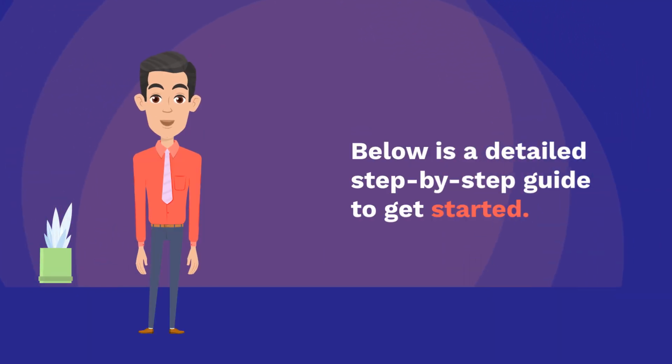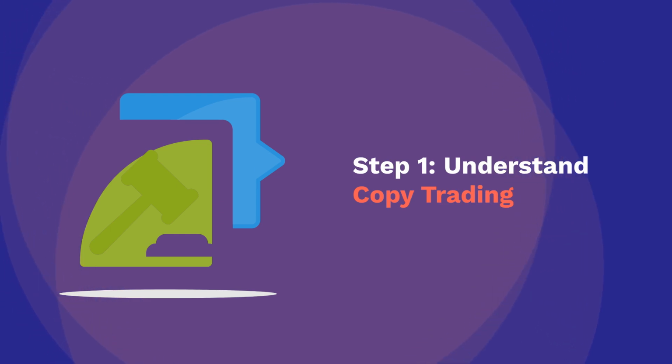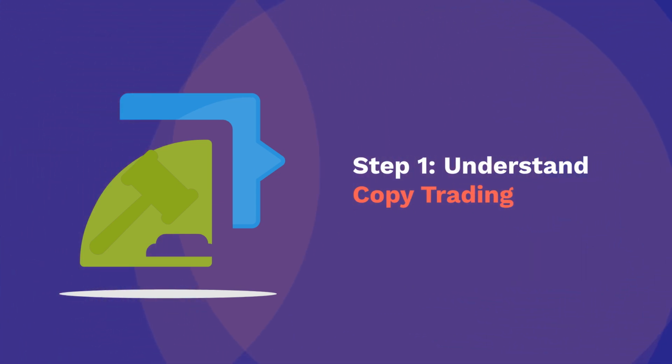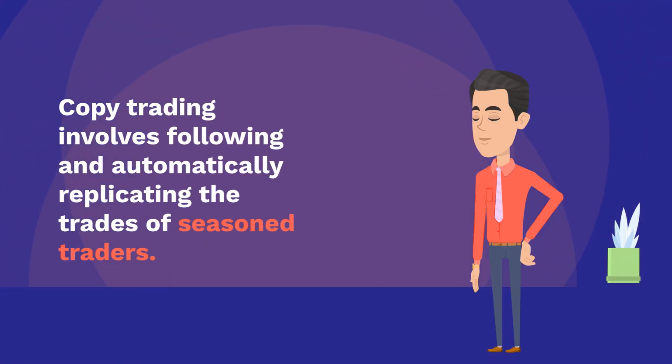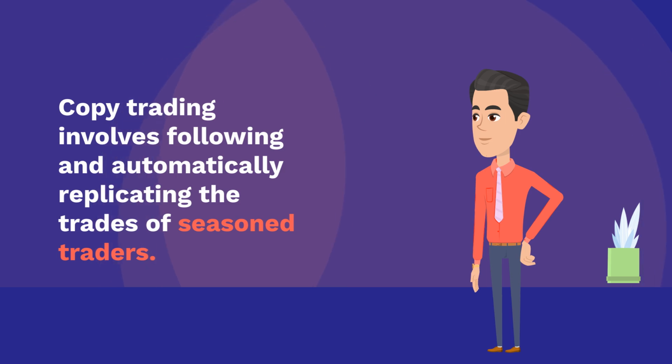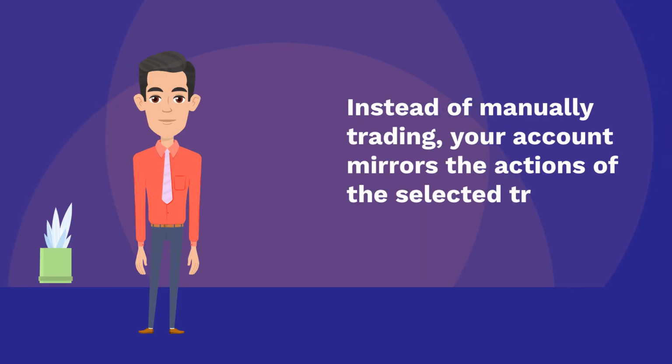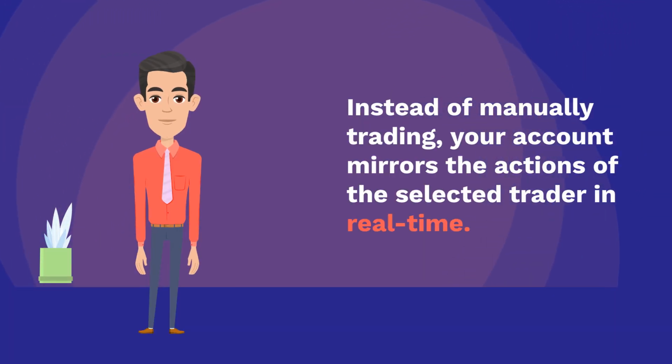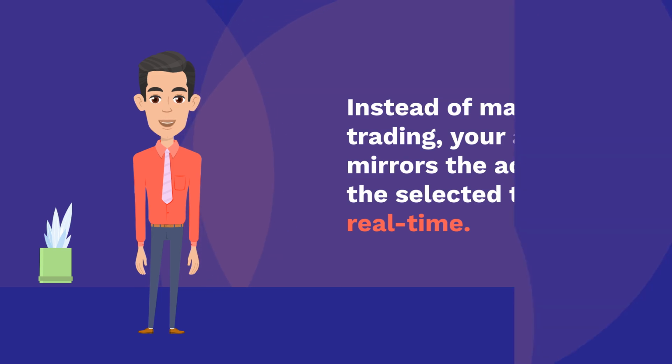Below is a detailed step-by-step guide to get started. Step 1. Understand copy trading. Copy trading involves following and automatically replicating the trades of seasoned traders. Instead of manually trading, your account mirrors the actions of the selected trader in real time.